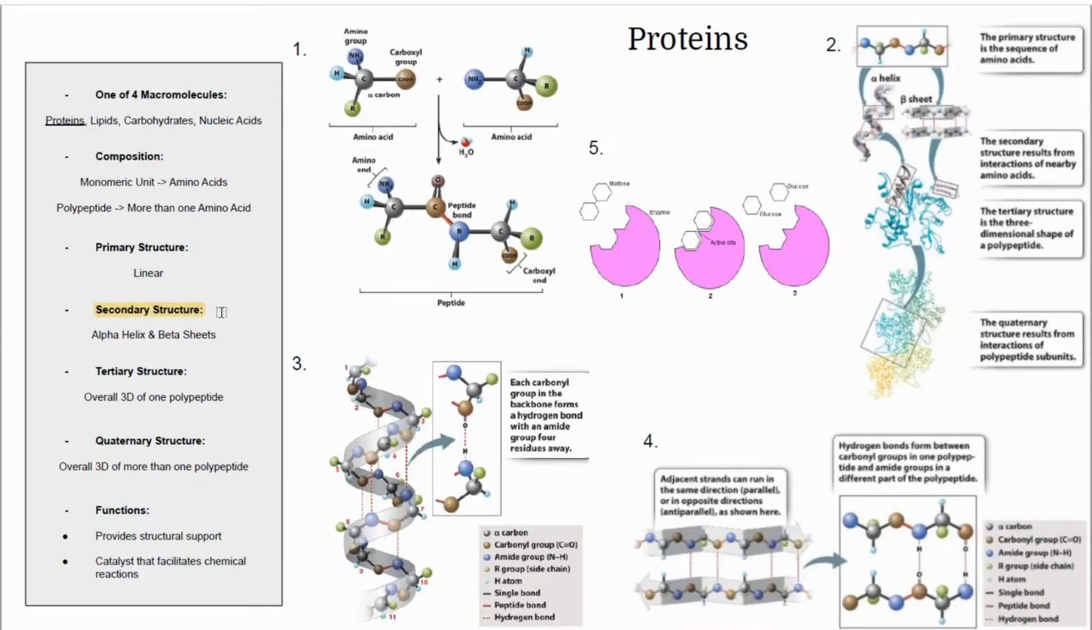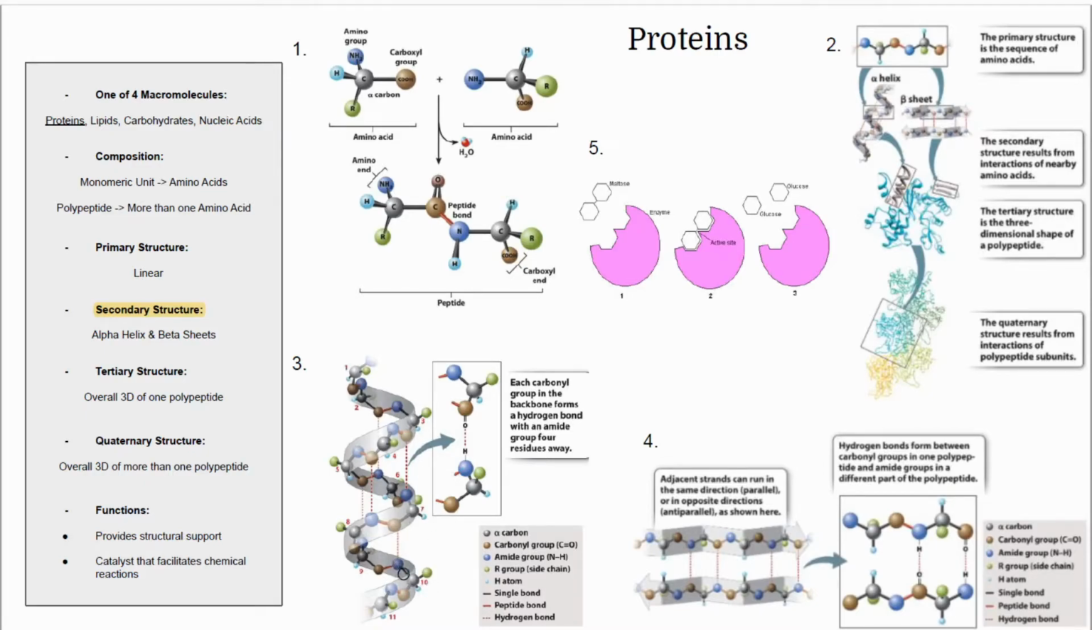Next, we're going to talk about the secondary structure of a protein. Now, there's 2 types of secondary structures for proteins. There's the alpha helix and then there's the beta sheets. Let's talk about the alpha helix first. As you can see here, the alpha helix, it looks like a coil, right? And it retains this shape due to hydrogen bonds between an amino acid and another amino acid 4 residues away. What this means is every 4 amino acids, there is a hydrogen bond with its 4th complementary amino acid.